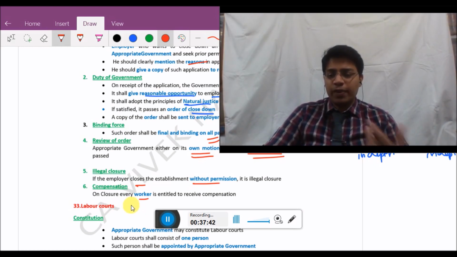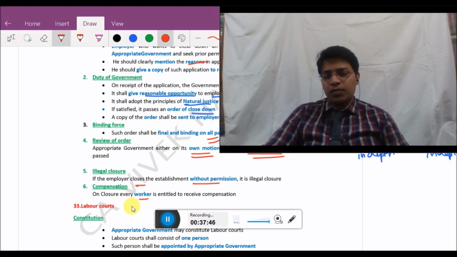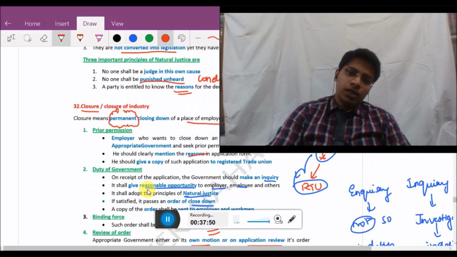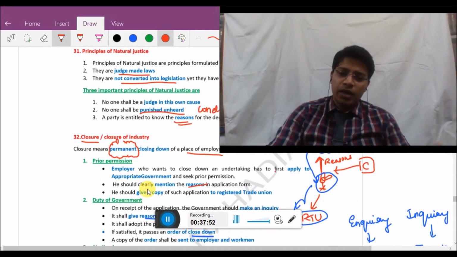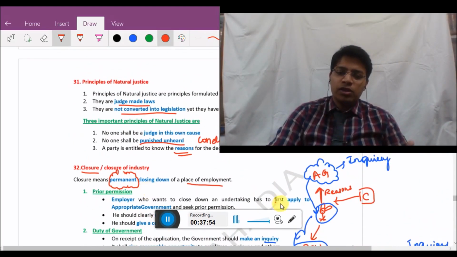We are talking about a lot of unemployment. So the employer is bound to give compensation to the workman. So what is closure? Closure is a permanent closing down of the place of employment. So what is the procedure? Before the closure itself, the employer should give an application to the appropriate government along with the reasons. A copy of that application should be given to the registered trade union.